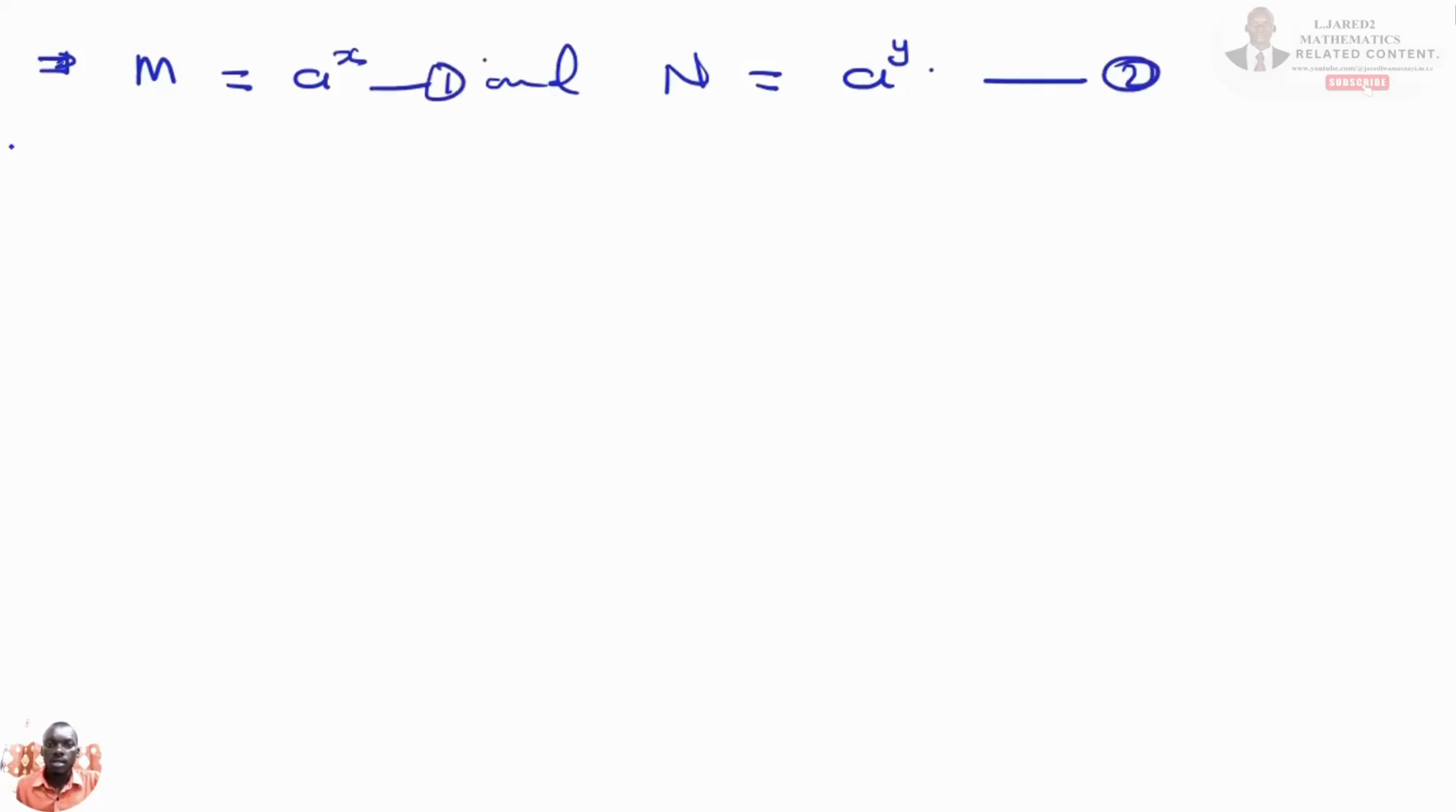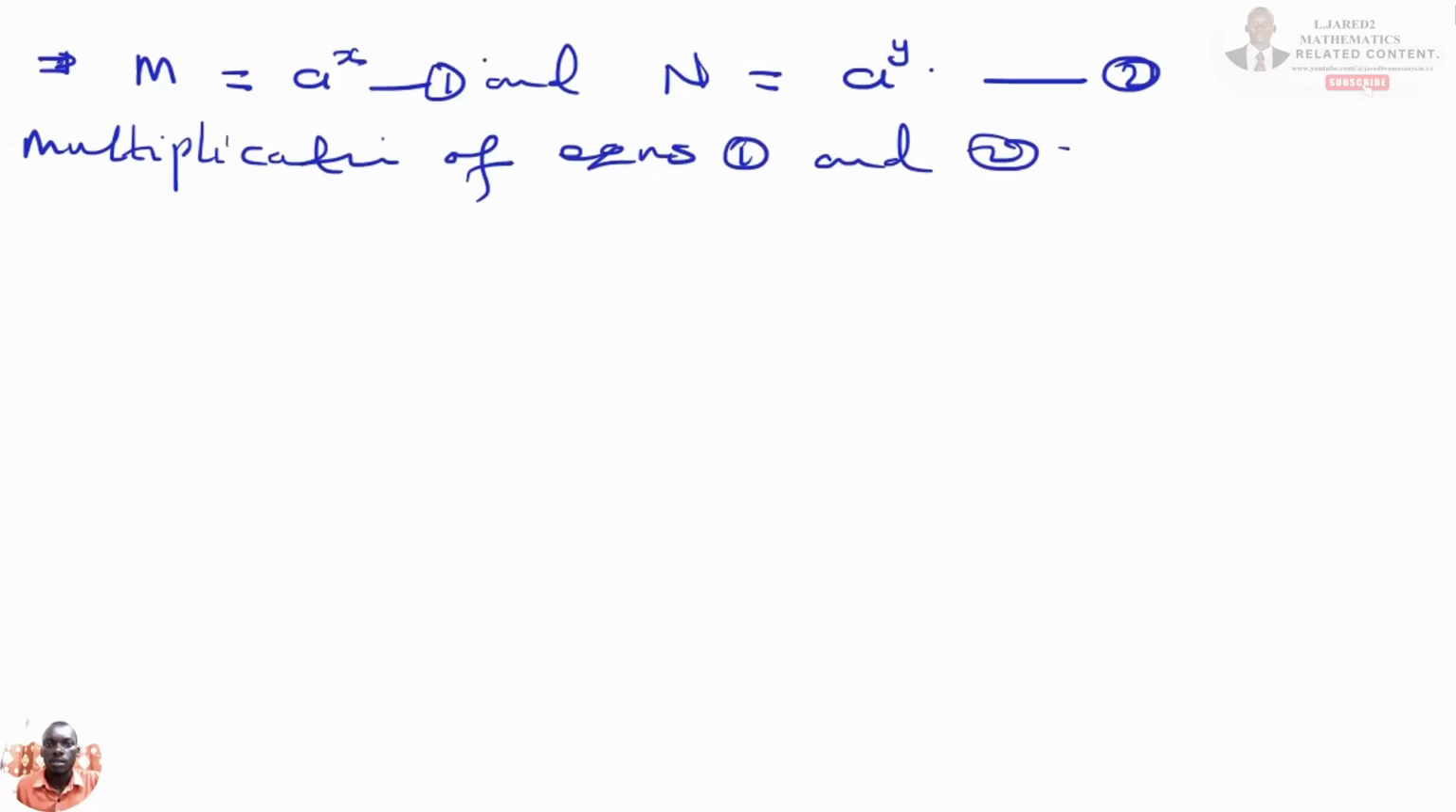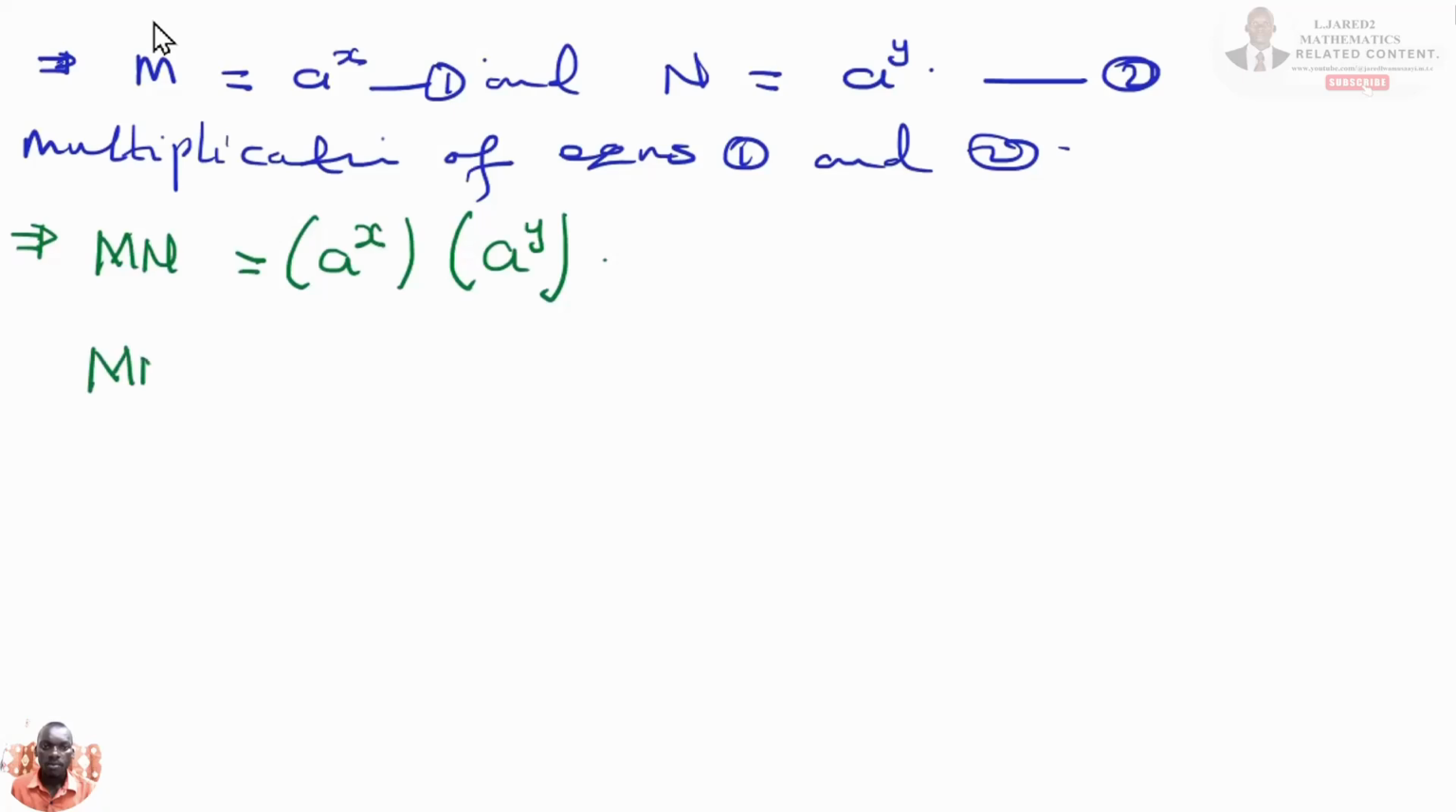Now from here, let this one be equation 1 and this one equation 2. Let us multiply equation 1 by 2. So we are doing what we call multiplication of equations 1 and 2. If we multiply them, we get m multiplied by n equal to a raised to power x multiplied by a raised to power y. Now if we follow the rules of indices, if the bases are the same and it's multiplication, we add the powers. So we have a raised to power x plus y.